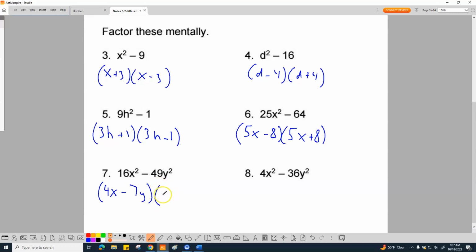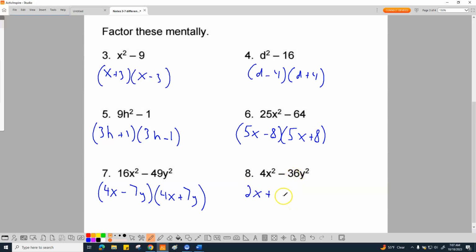It does not matter if you write the plus or minus part first. You'll notice in some of these examples I'm writing the plus sign first, and then the other ones I'm writing the minus sign first. It does not matter so long as you get the right terms. The square root of 16 here is 4. Square root of x squared is x. Square root of 49 is 7. Square root of y squared is y. And that's basically it. This is a fun one, I think.